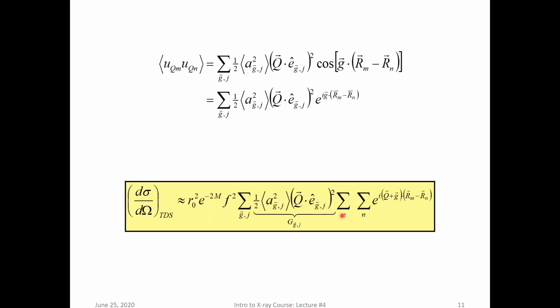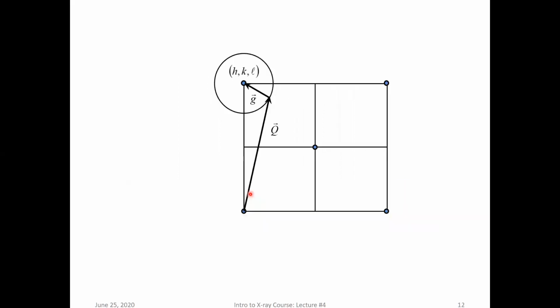Then I have a sum over all of my atoms. And instead of Fourier transforming with respect to the scattering vector, I have to add a little bit of wave number, which is the wave number of the phonon. And so I've got a brand new thing here. This is the thermal diffuse scattering part of the cross section, and it gets added to my Bragg peak part.